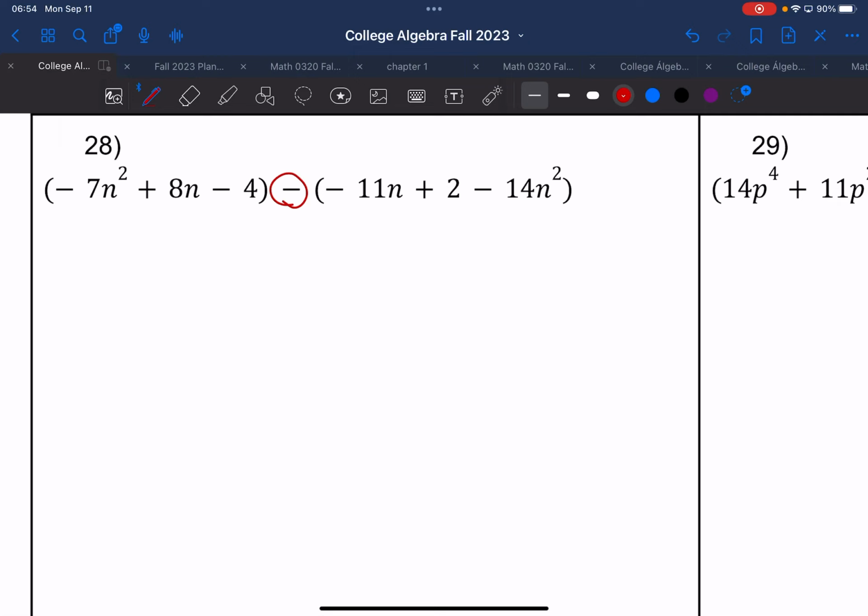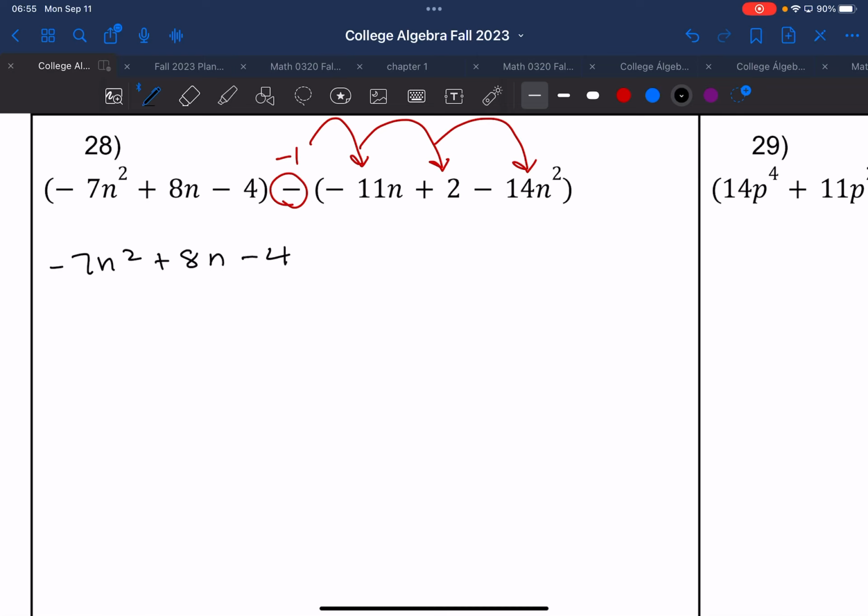Distribute. And what are we distributing? A -1. Okay? So we're going to distribute a -1 to everything inside those second parentheses. Do we need the parentheses on the first expression? No, so we can just drop those. So I'm going to go ahead and drop those parentheses. So I have -7n squared plus 8n minus 4.